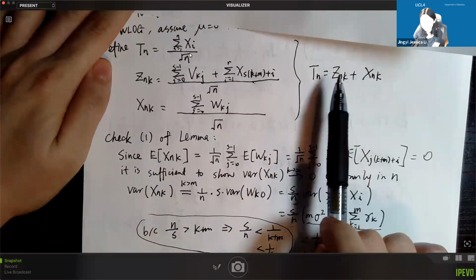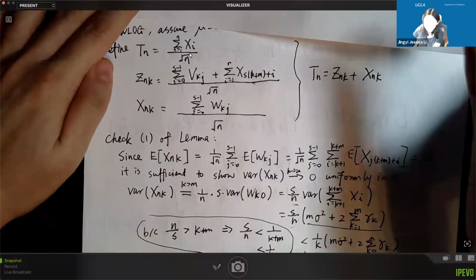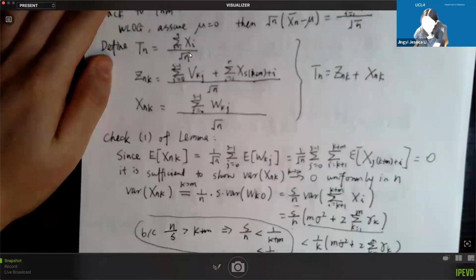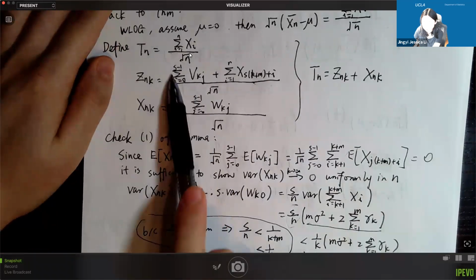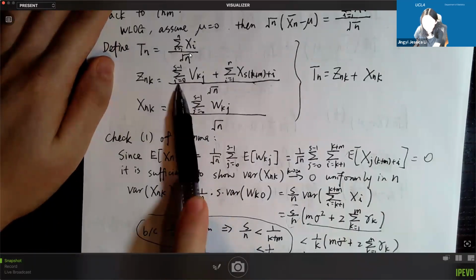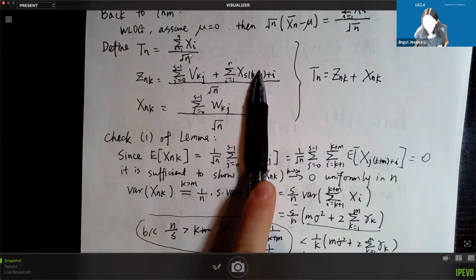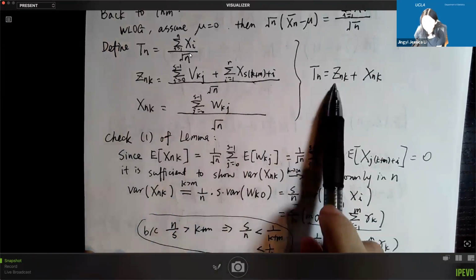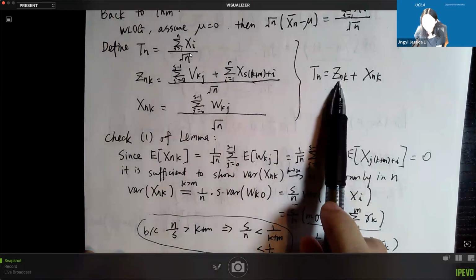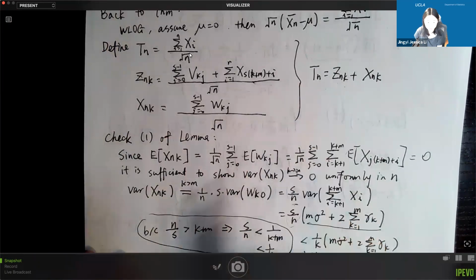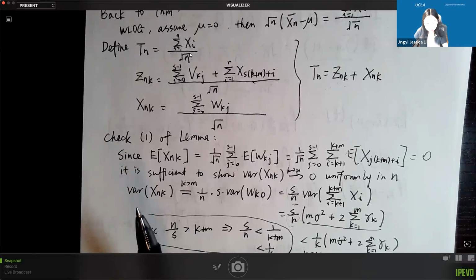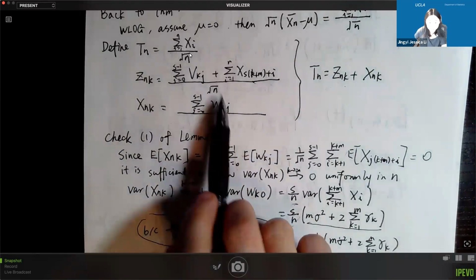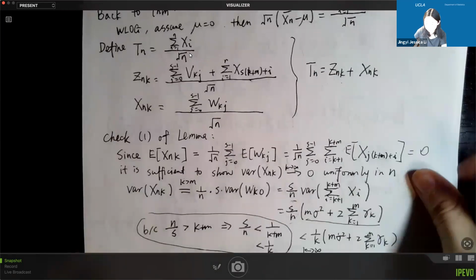Now I need to worry about this part, the Z and k. And what is Z and k? Z and k has 2 parts: the partial sum for segments of length k and the remainder. I need to deal with each one separately. What I will do is first let n go to infinity, that's for condition 2, and then let k go to infinity, that's for condition 3. So let's first look at the remainder term. We will deal with that first.